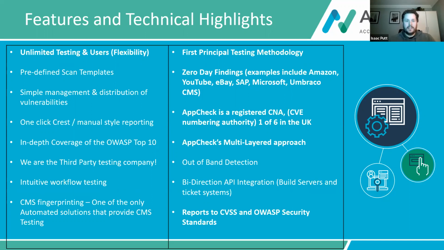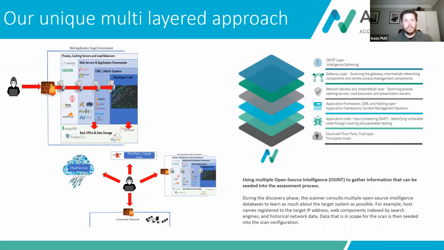What AppCheck does is emulate the way a penetration tester would work, using a first principles testing methodology. We're not bound to a signature-driven approach of looking at a list of CVEs and seeing if you're susceptible to them. We have a track record of finding zero days, as mentioned before, and that's how we became a CNA. And when I reference the expression leave no stone unturned, it's thanks to a multi-layered approach, which looks like this. So, web application target environment: what might a hacker do if they were trying to exploit you? What might a manual penetration tester do if they were also trying to establish any potential routes of vulnerability, or what could there be in your estate?